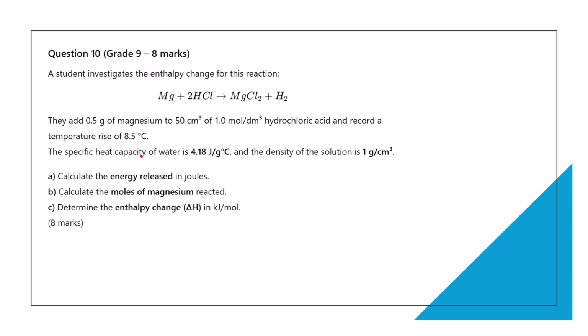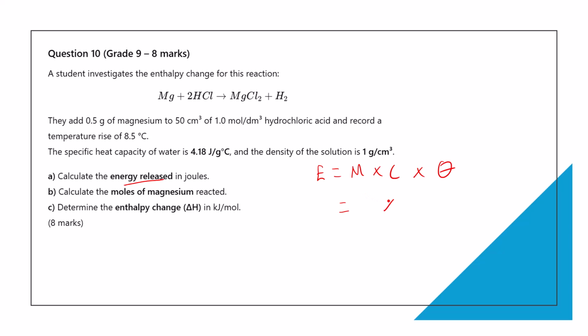Okay, right, so I hope that you tried question 10. The first thing they're asking us is to work out the energy. Now, the energy released in a reaction is always equal to the mass times the specific heat capacity times the change in temperature. Remember specific heat capacity, okay? Now, the mass of the solution is what we're talking about here because it's the temperature of the solution that has gone up. That's the first thing that we need to work out.